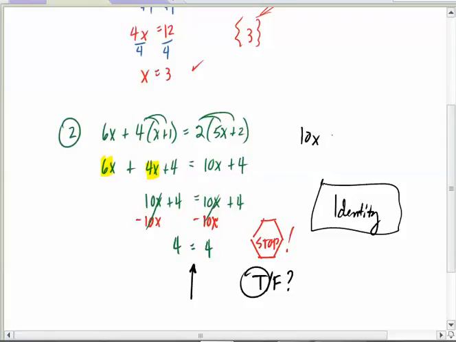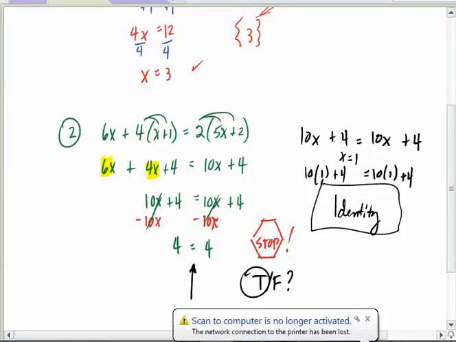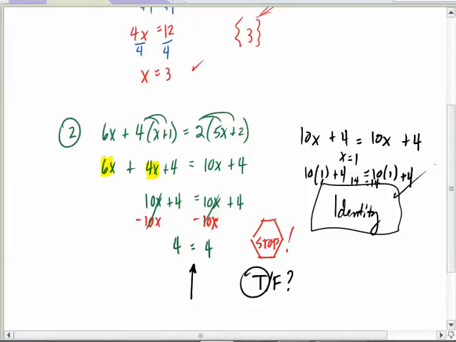Think about it. Back when I saw this right here, if I'd noticed it at this point, let's put in a value of x as 1, right? So that would be 10. And that's going to be 14 is equal to 14. In other words, it doesn't matter. It's going to be true for any value of x, any value. So we call it an identity.